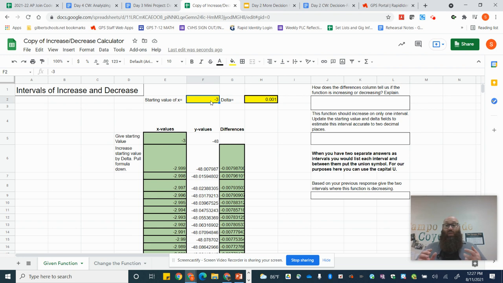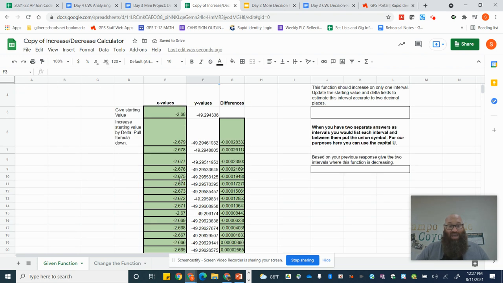Now, I know my answer should be somewhere between the negative 2.66 and 2.67. So I'm going to try like negative 2.68, right? Because that'll get me in the right ballpark at least, right? But again, trial and error. You can just kind of work until you find the differences that work.